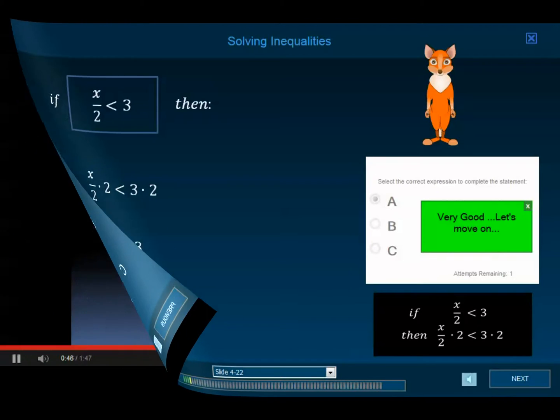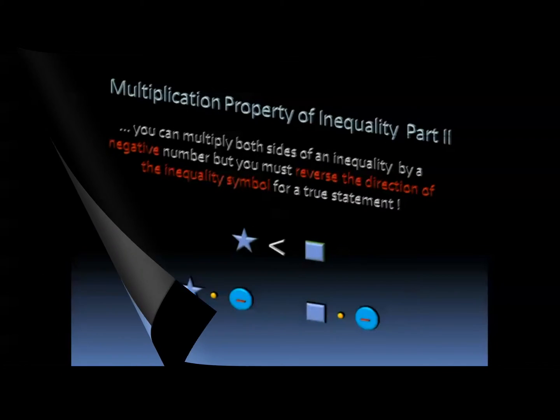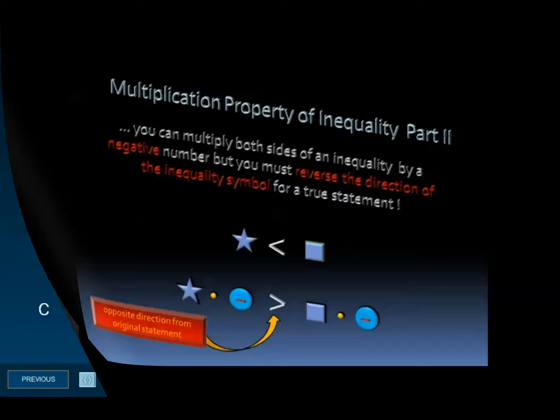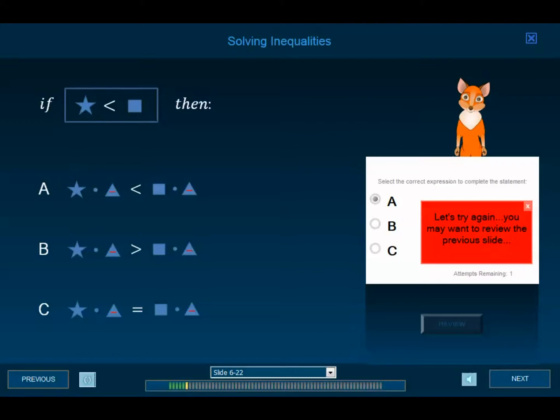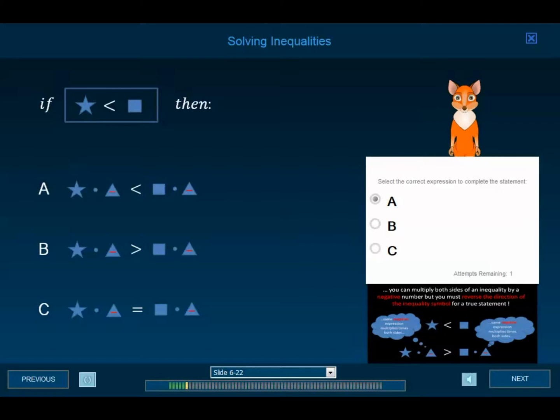We must multiply the other side of the inequality by the same negative number or expression. But we must also reverse the direction of the inequality symbol in order to still have a true statement. Remember, you must change the direction of the inequality symbol when you multiply an inequality by a negative number or expression.